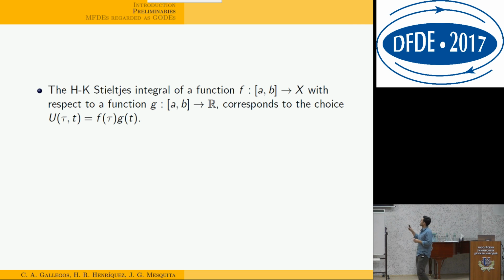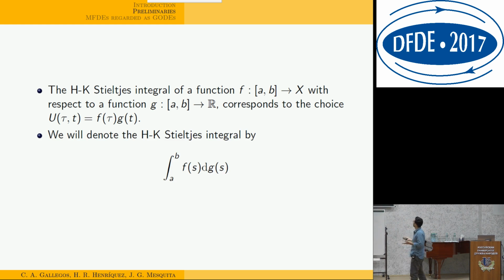Well, the Henstock-Kurzweil-Stieltjes integral of a function f from [a,b] to X with respect to a function g, which appears in equation 1 and equation 2, corresponds to the choice in the previous definition of the function u as this piecewise product. And we will denote the Henstock-Kurzweil-Stieltjes integral by this symbol. Okay.